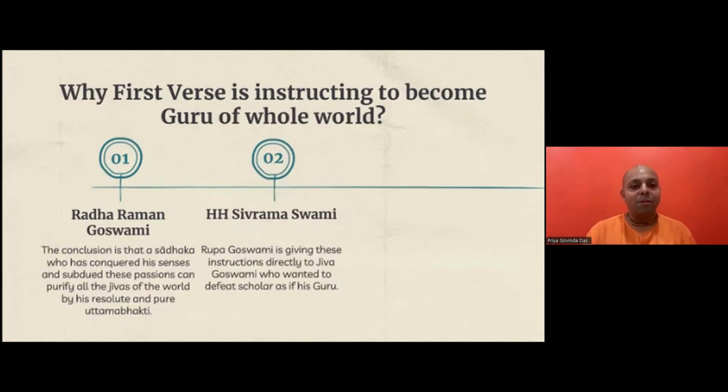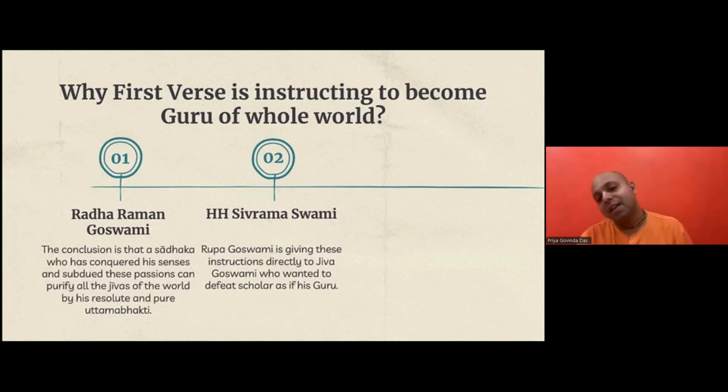Rupa Goswami is giving these instructions directly to Jiv Goswami, who wanted to defeat a scholar as if his guru. So one reason is that Rup Goswami is speaking this instruction to Jiv Goswami, as we heard last time. Now he wants to say, "Arey, you are becoming guru? First, understand the qualification of a guru. And you are thinking you can correct that scholar. First, you should be correct in that sense."